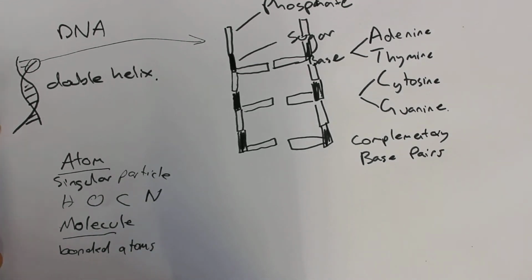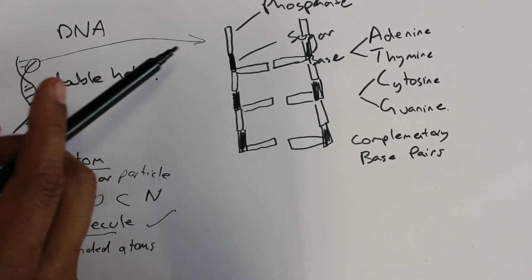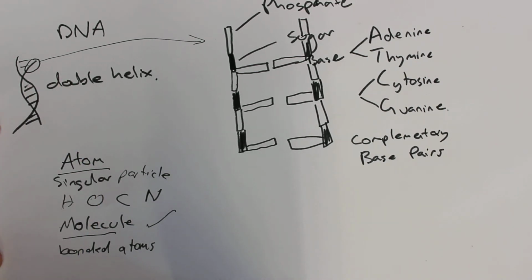Now, our DNA structure over here is made up of a whole bunch of hydrogens, oxygens, carbons, and nitrogens all bonded together, which means that it is a molecule. It's a very, very large molecule made up of hundreds of thousands, if not millions of atoms joined together. So DNA, with its phosphate sugar base structure, which is called a nucleotide, is a large molecule.